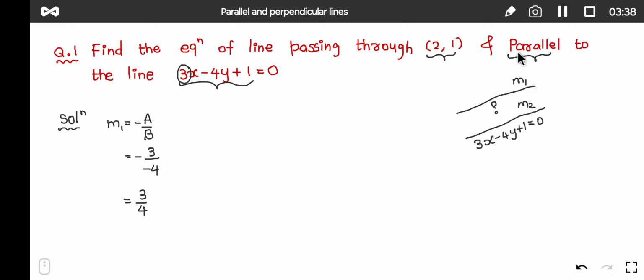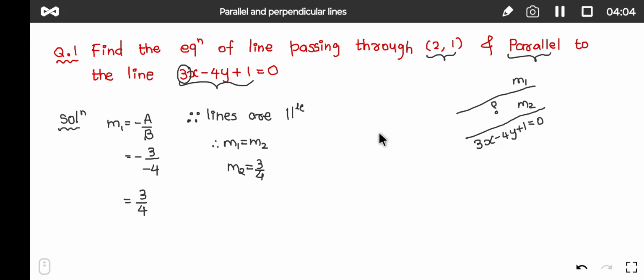It is given in the question that the lines are parallel. So since the lines are parallel, m1 is equal to m2. So m2 is also 3 by 4. Now we'll apply our equation of a straight line, which is y minus y1 is equal to m times x minus x1.